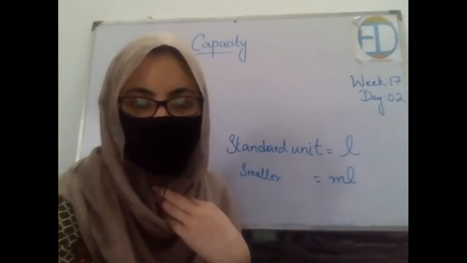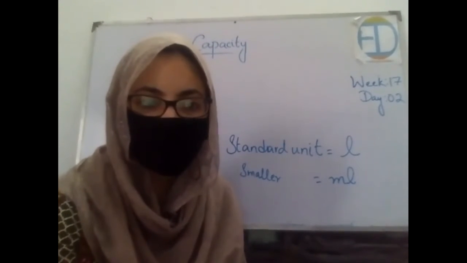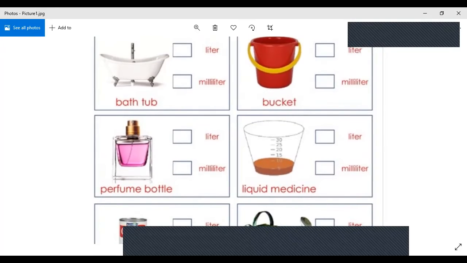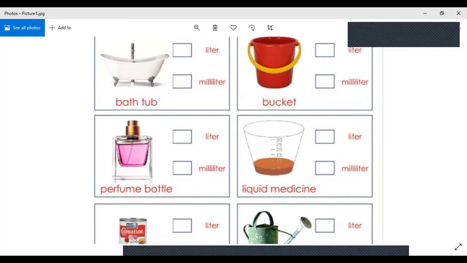Let's do this activity together. Show me a thumbs up if my screen is visible to you. Is it visible? Okay, wonderful. Let's start with the bathtub. You are supposed to tell me whether we will measure the amount of fluid in these things in liters or milliliters. So for the bathtub, will we be using liters or milliliters?